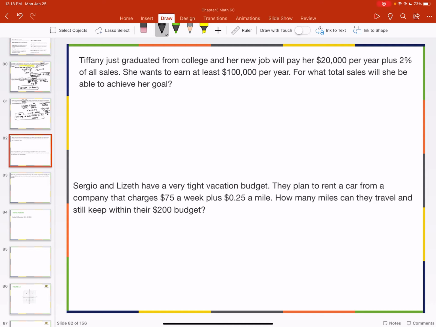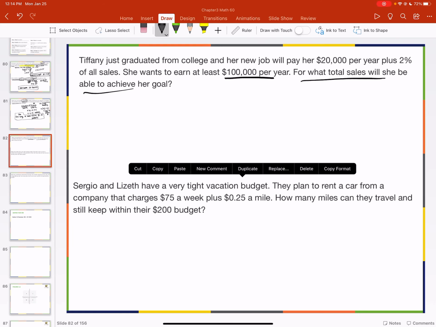Tiffany just graduated from college, and her new job will pay her $20,000 per year plus 2% of all sales. She wants to earn at least $100,000 per year. So she's ambitious. So for what total sales will she be able to achieve her goal? Okay, so basically, how much is she going to earn? So first of all, let x equal total sales, right?